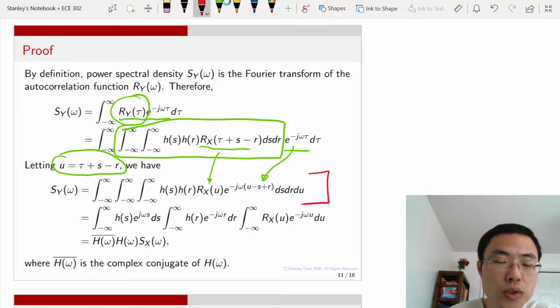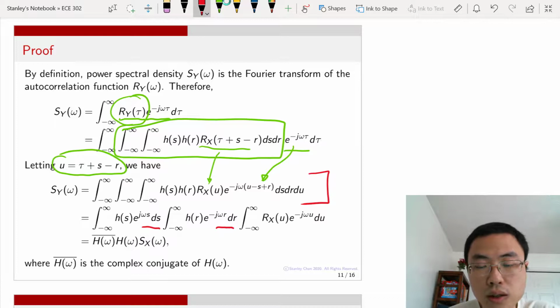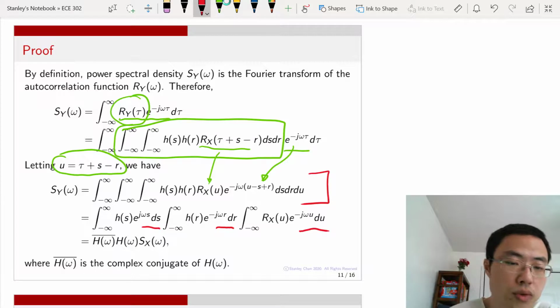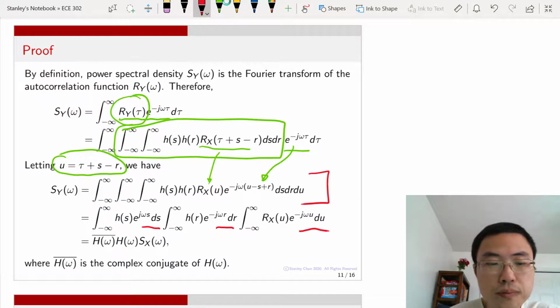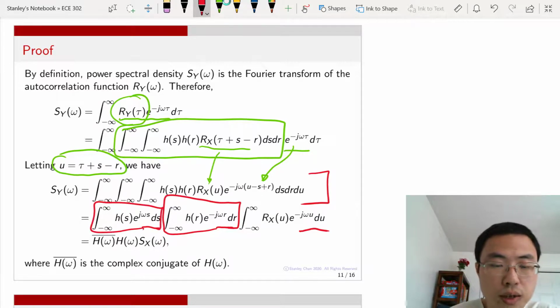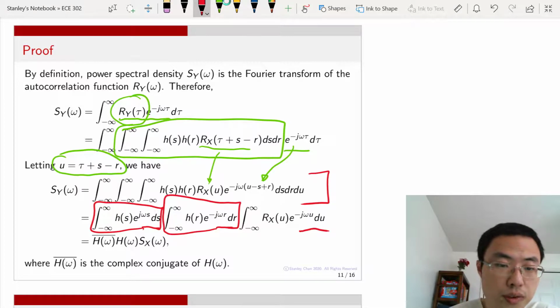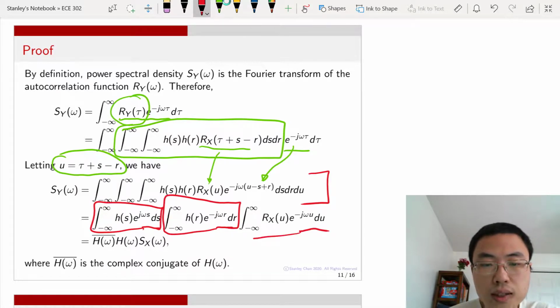The first one will be the integration in s, the second one integration in r, and the third integration in u. Three separate integrations, and each integration is a Fourier transform. Here, this is the Fourier transform of H. And here, it would be the Fourier transform, but you put a complex conjugate, because you don't have the minus sign. The last one is the Fourier transform of Rx, which is your Sx.